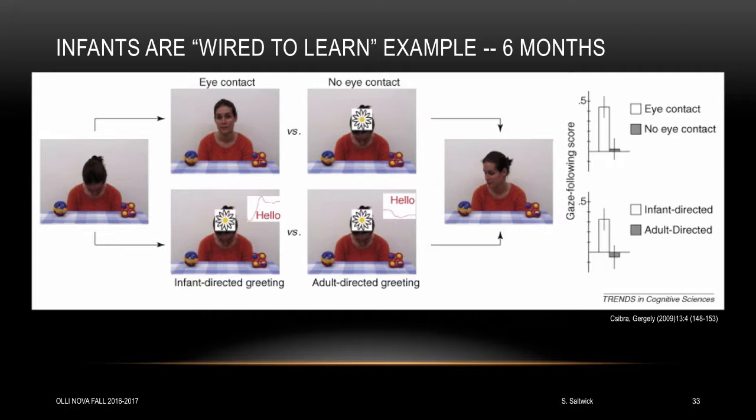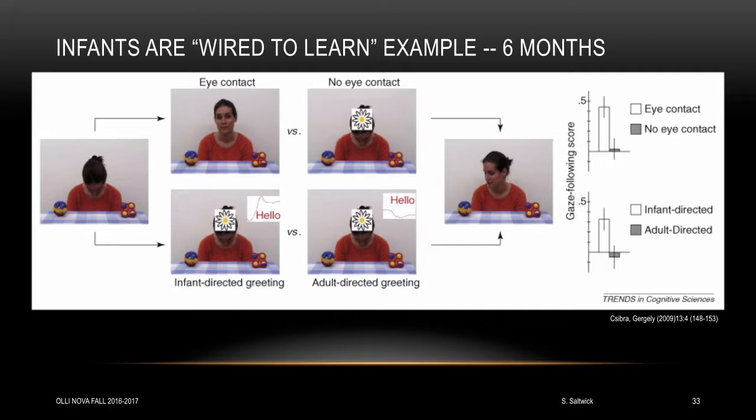A direct gaze at one of 2 toys. That's shown in the final picture on this panel. If there is an ostensive gesture, eye contact, or a motherese hello, then the infant reliably follows the gaze towards the ball. If there's no ostensive gesture, no eye contact, or no infant-directed greeting, then there is not.